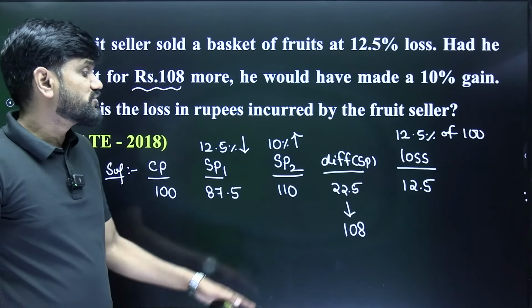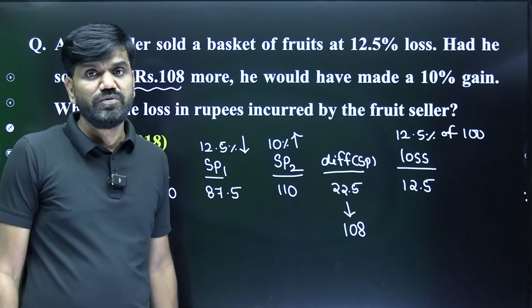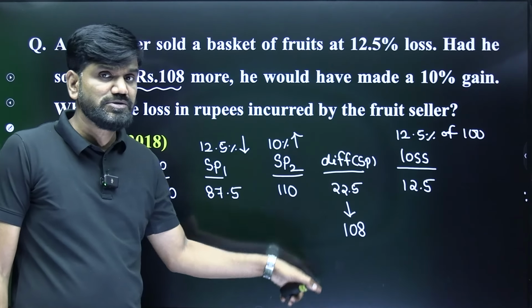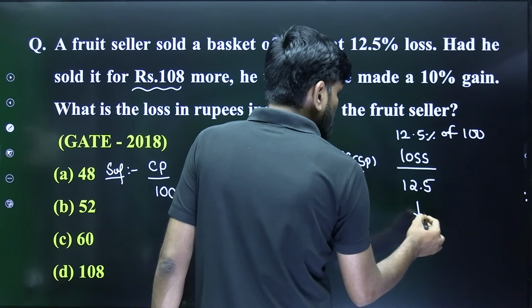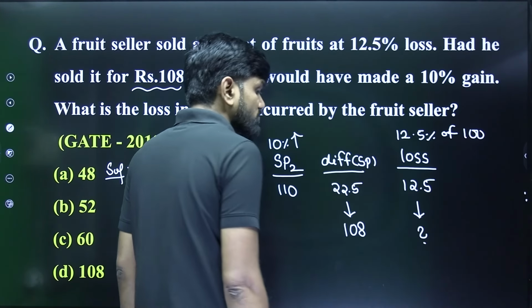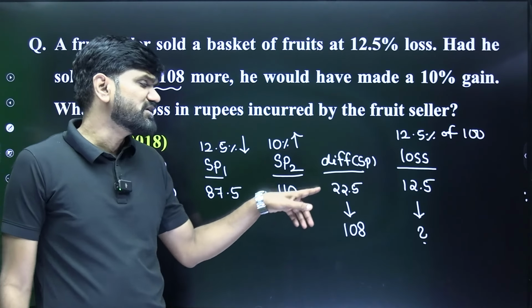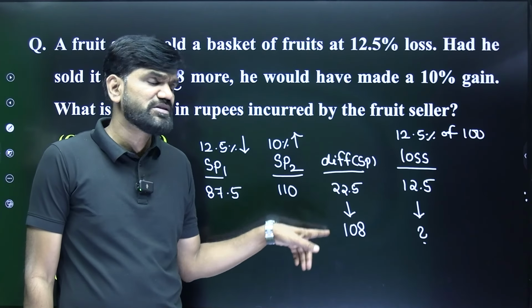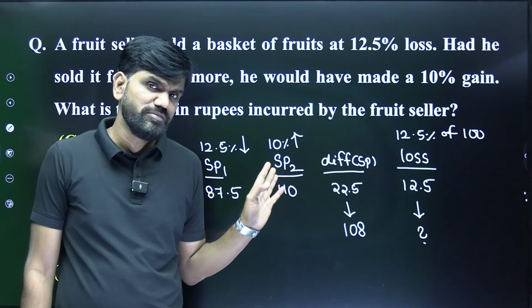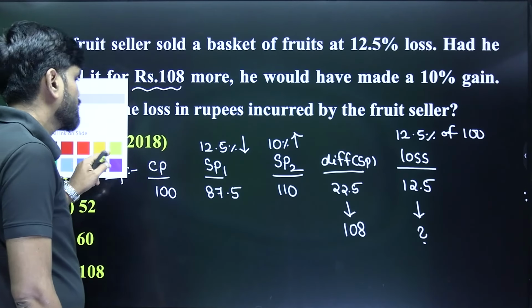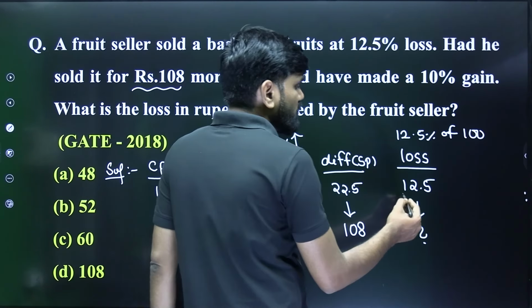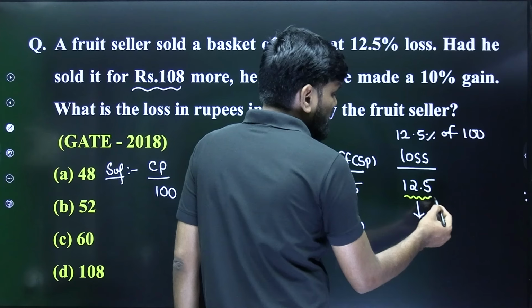So if this 22.5 is corresponding to 108, 12.5 corresponds to what? Unfortunately, that's a decimal number. Relationship between these two, it is difficult to establish. To make it simple, I'll tell you one range technique here. What is that range technique? Check out, this is how many times of 22.5.